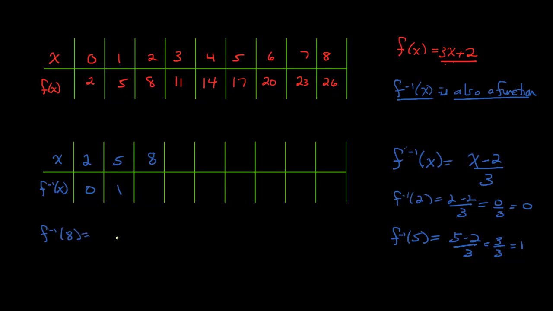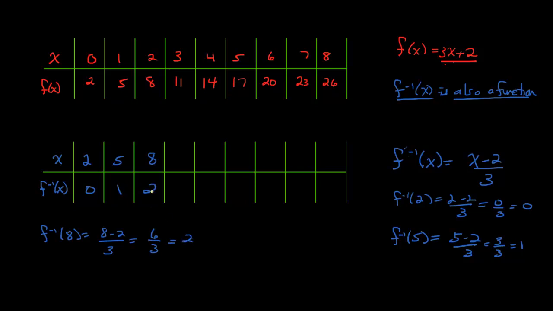This will be equal to, all I'm doing is plugging into my inverse function. And I know at this point I just told you what it is, and then we will learn exactly how to calculate and determine our inverse function. So we're going to get 8 minus 2, which is a value of 6 all over 3. And this is a value of 2.